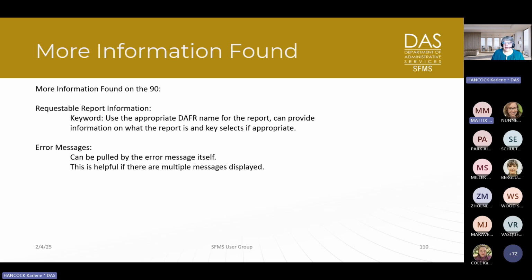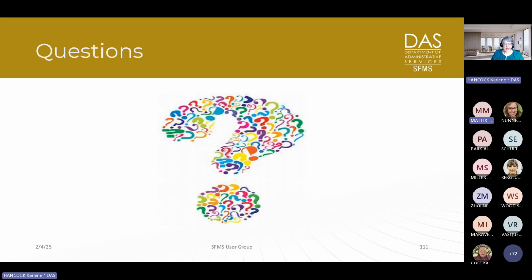So just a handy overview of the 90 screen and of things we as accountants, state accountants especially, and users of R*STARS kind of need to be aware of. And like I said, I just don't think that 90 screen gets enough love. Any questions?